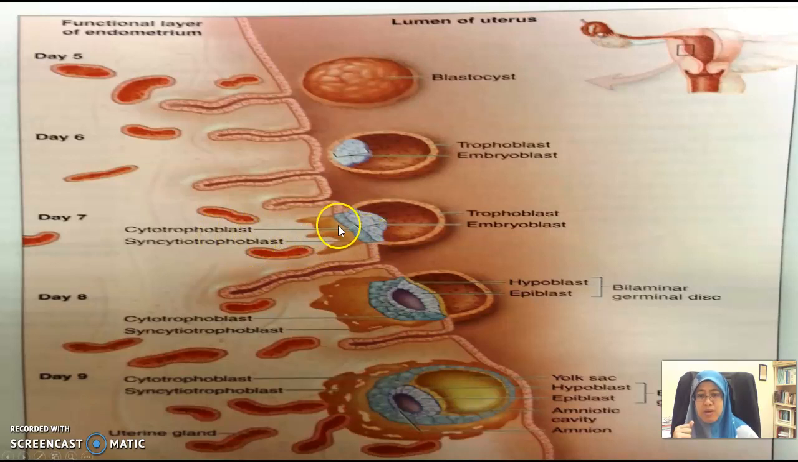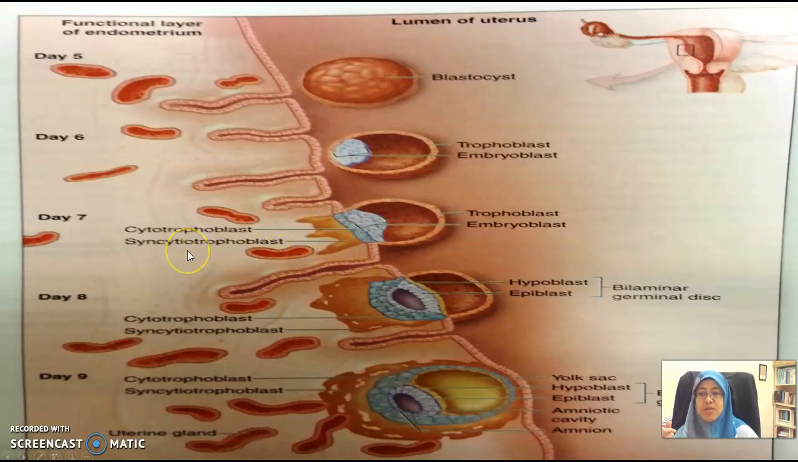So what is the difference between these two? The cytotrophoblast is like columnar cells, simple columnar cells. They have very nice cell membranes, cell walls between the cells. But syncytiotrophoblasts are just a multiple number of cells, with no demarcation, no cell wall in between the cells. Okay, they do have different roles in this regard.